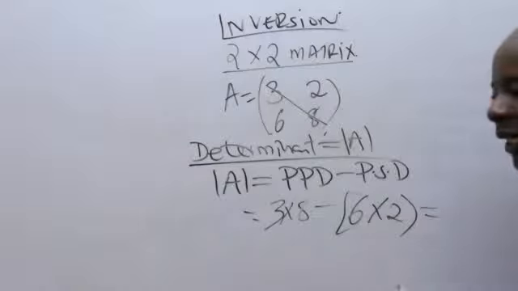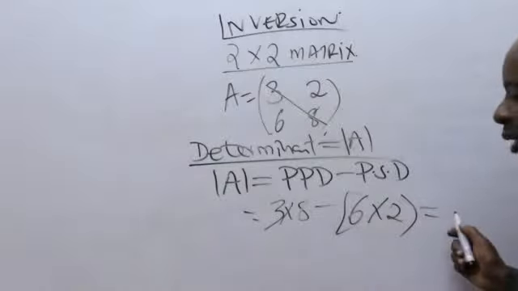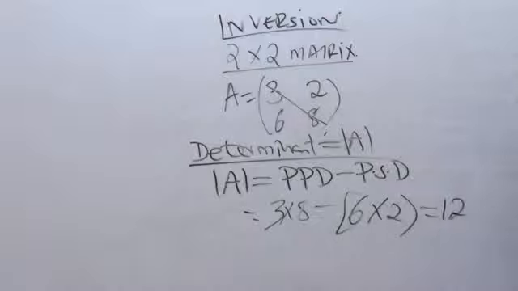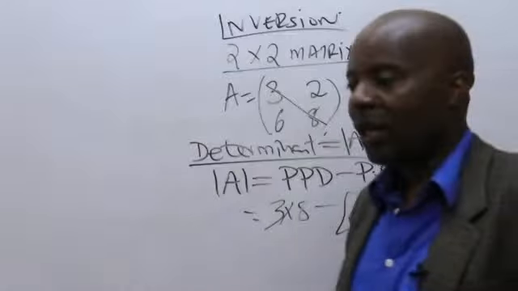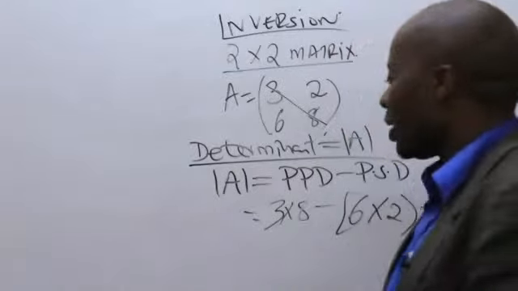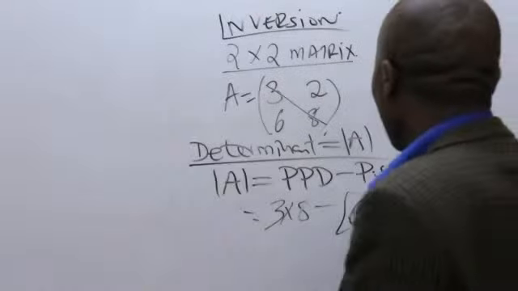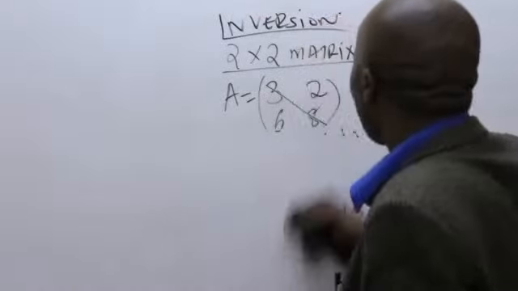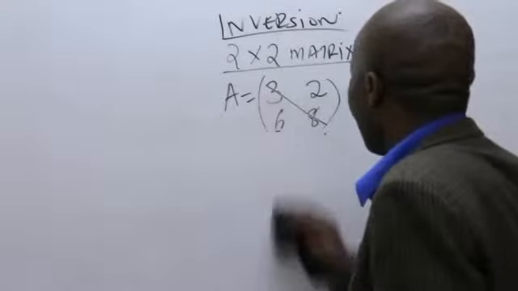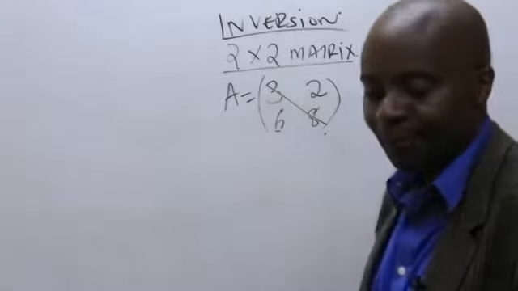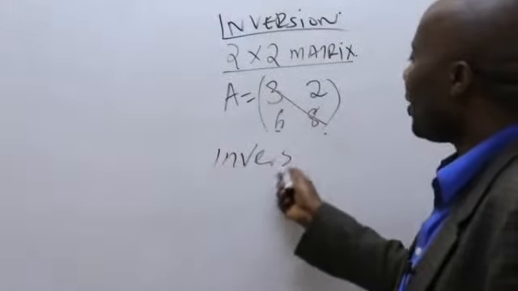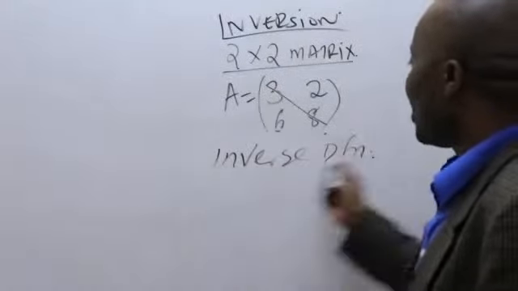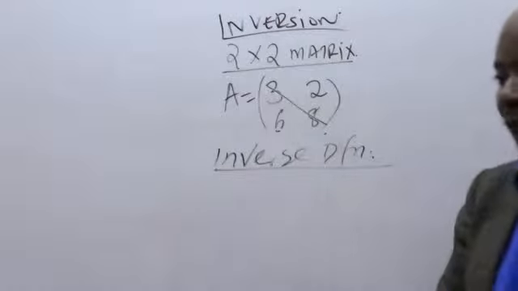According to Benjamin Munyoki, we have 12. Mohammed has been able to confirm this figure. Ladies and gentlemen, having appreciated that the determinant is 12, what I need to do is to go to the next step, which happens to be the last step. The last step is what we call the inverse definition. The inverse definition, ladies and gentlemen, what we have over here.